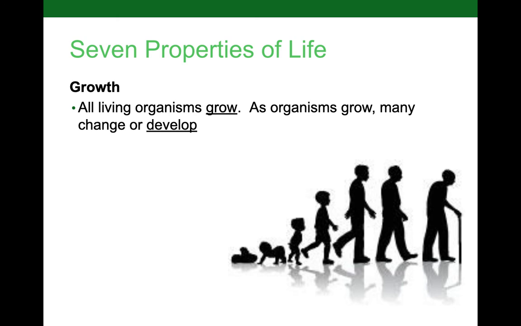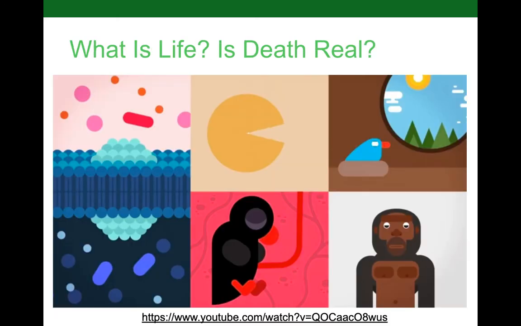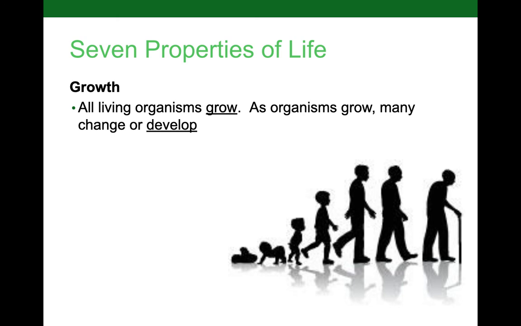Our next property of life is growth, which seems counterintuitive. All living organisms grow. And as living organisms grow, they can change and develop. We start out as babies, and through our lifetime, we grow and change and develop into adults and then elderly people. So cells grow, animals grow, plants grow. Everything that is considered alive is able to grow and change. So those are your 7 properties of life.